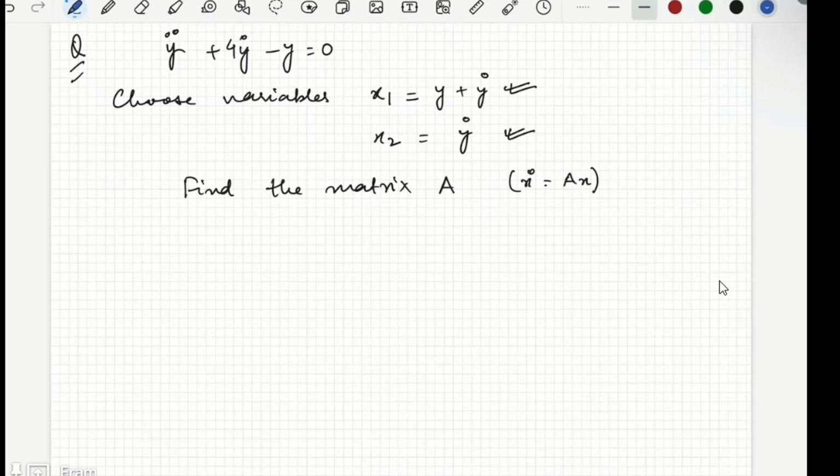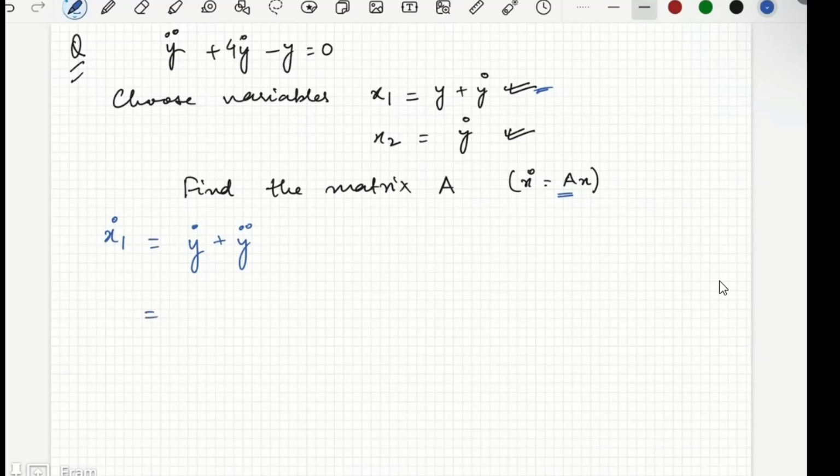Okay, so the change of variables that we have to do is x1 is y plus y dot and x2 is y dot. Okay, so with this change of variables, we have to find out x1 dot and x2 dot, then only we can find out the matrix A. So for x1 dot, we have y dot plus y double dot using this first equation.